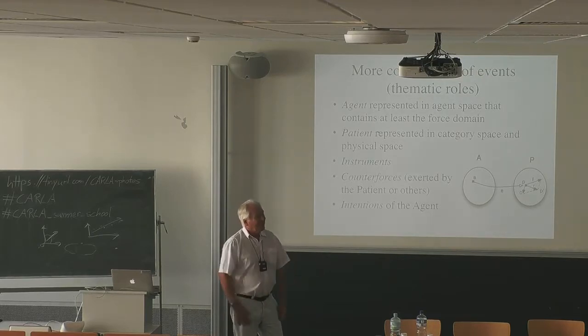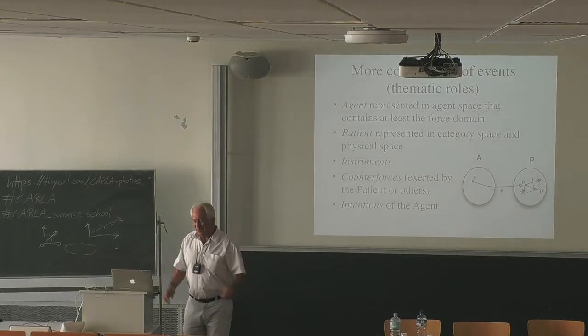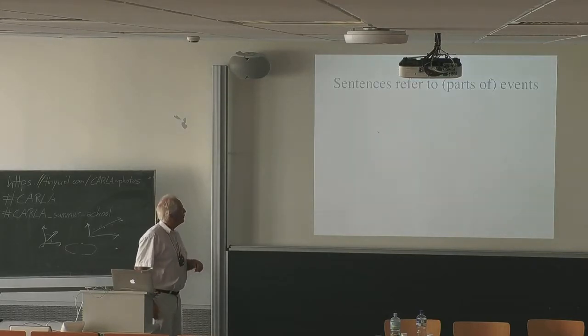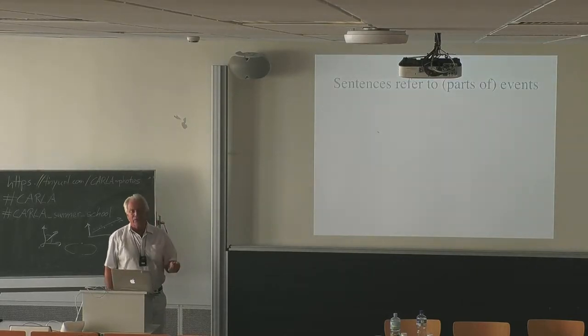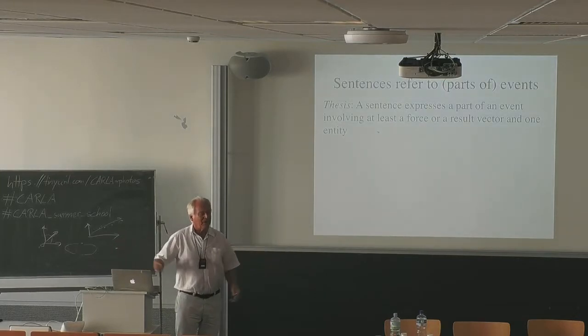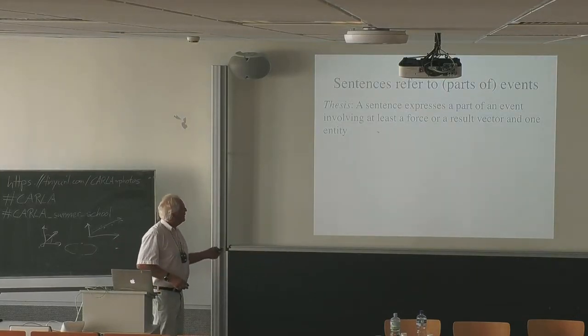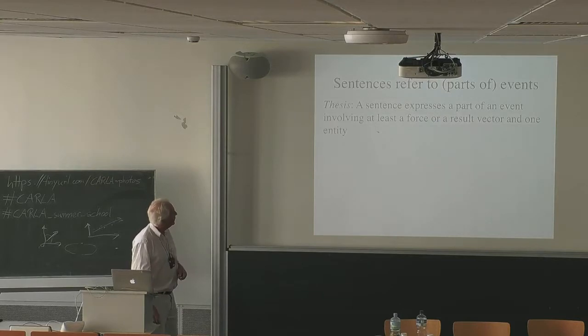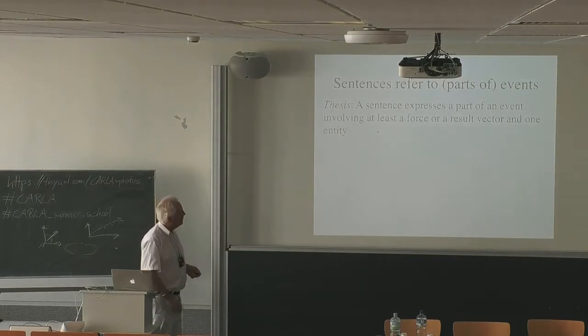Okay, I'm complaining a little bit here, but let me not be critical, and be constructive instead. To me, the meaning of a sentence is an event. It could be a state like snow is white, but a sentence expresses a part of an event. An event can be very rich. Playing a guitar is a rich event. But it involves at least a force and a result vector and one entity. It could be the agent or the patient. So it contains two components from the event model: one vector and at least one entity. It can contain many more things.